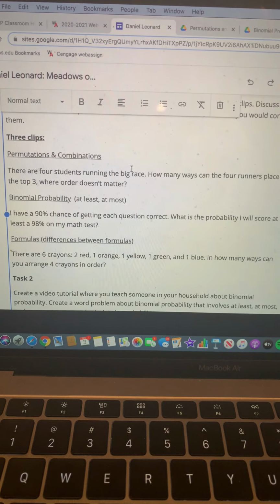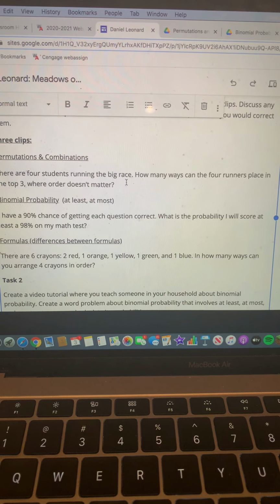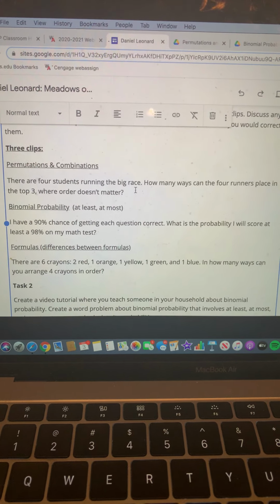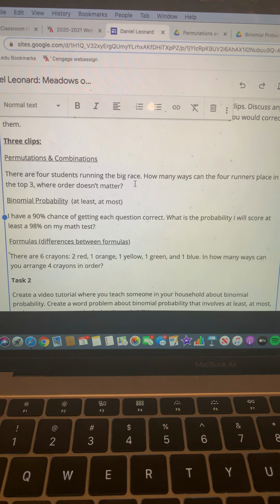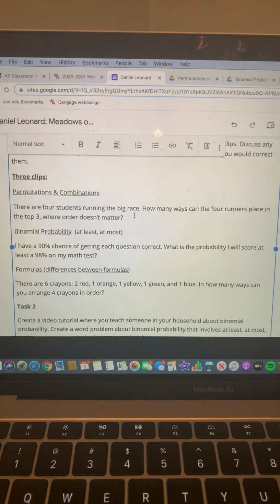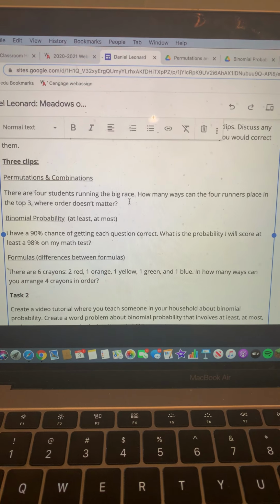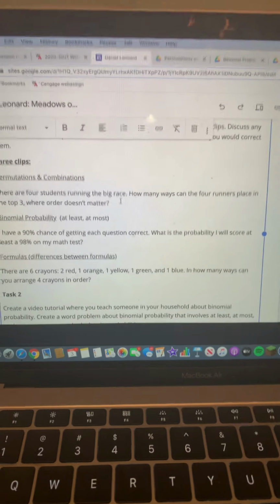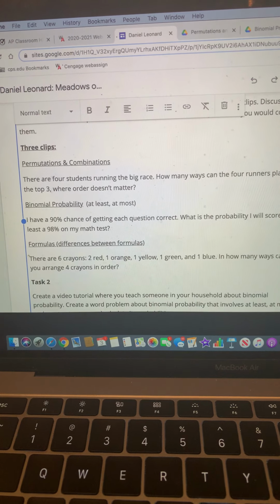Moving on to the last example, there are 6 crayons, 2 red, 1 orange, 1 yellow, 1 green, and 1 blue. How many ways can you arrange 4 crayons in order? So this one, order does matter because you're dealing with different colors, and it doesn't say that order doesn't matter. So you're dealing with permutations.